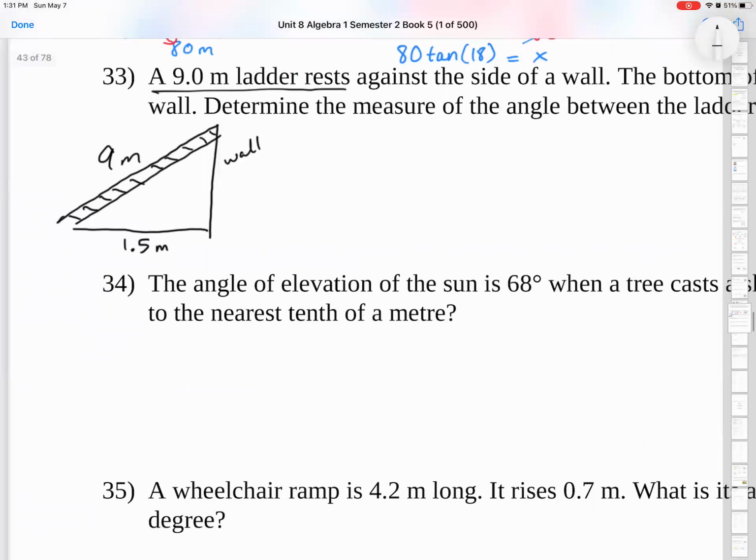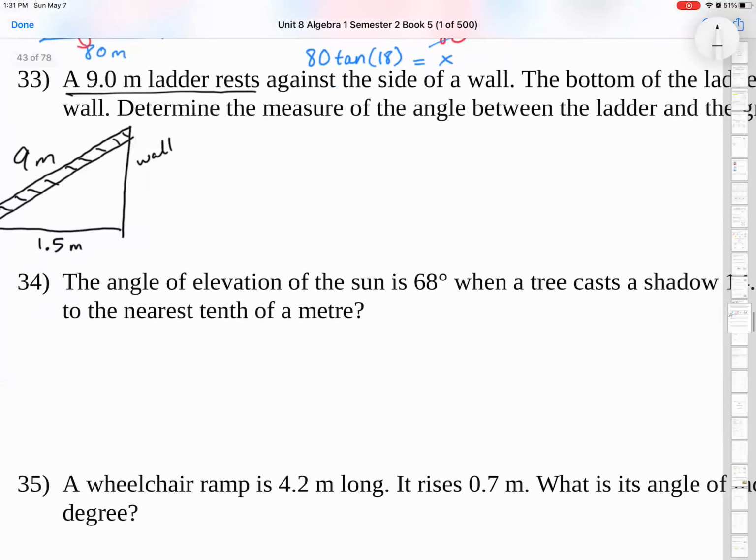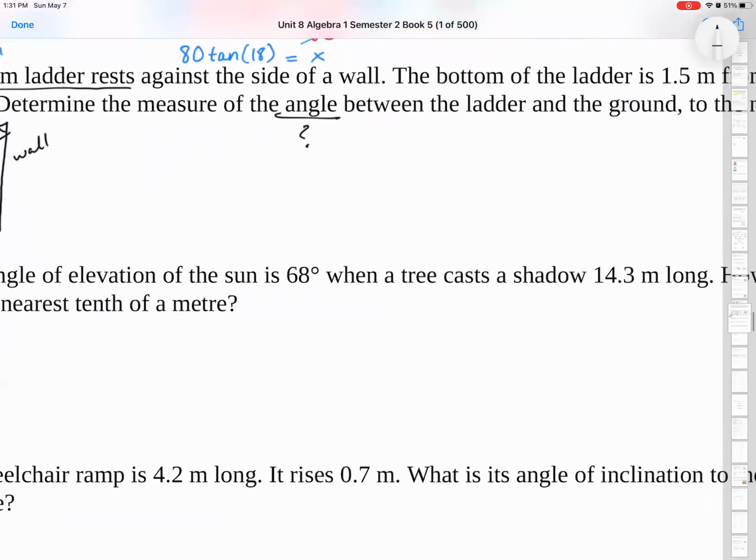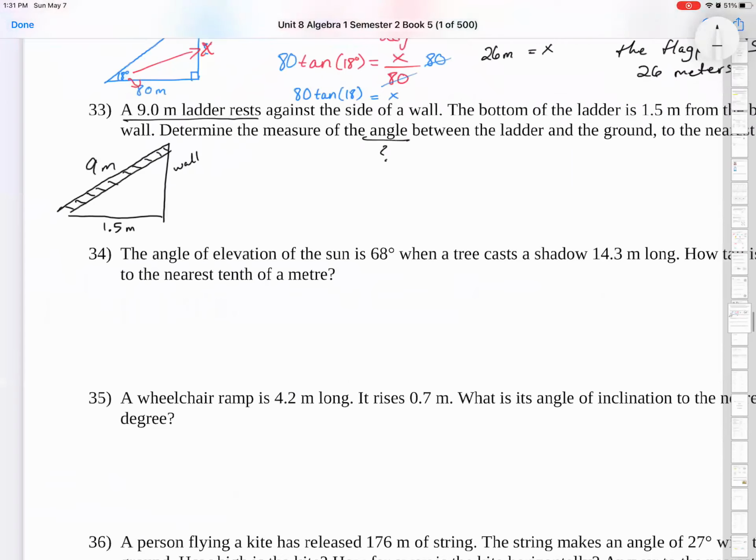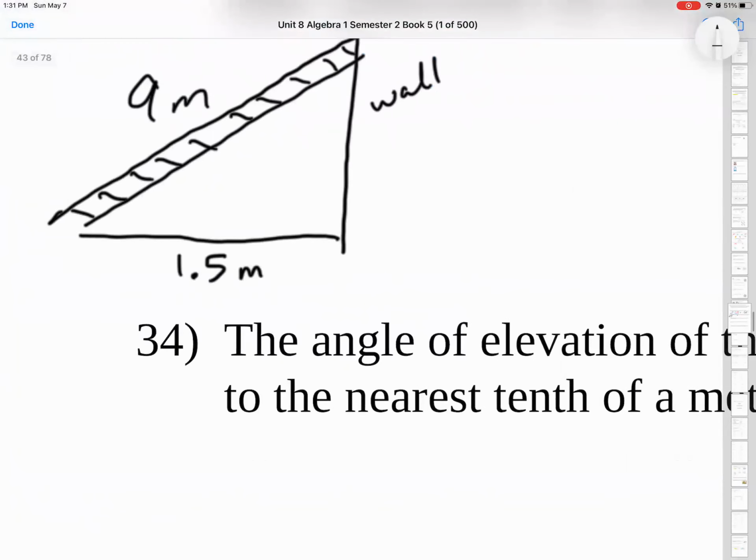Now, in this question, it says determine the measure of the angle. So we're trying to figure out the angle between the ladder and the ground to the nearest degree. So we're not trying to figure out how high up the wall is. We're trying to figure out what is this angle that the ladder is from the ground.